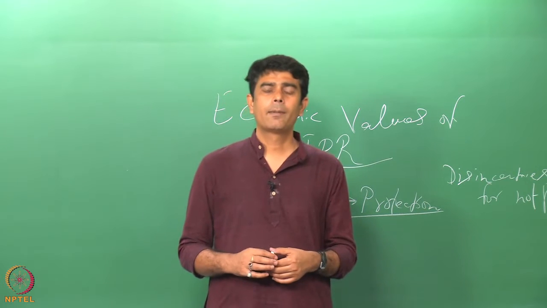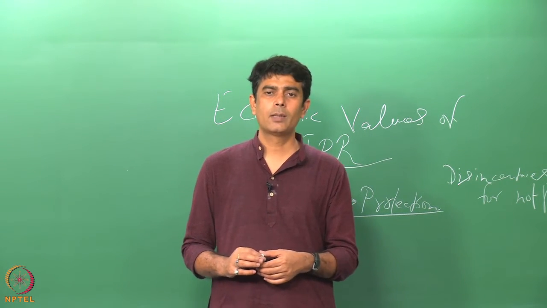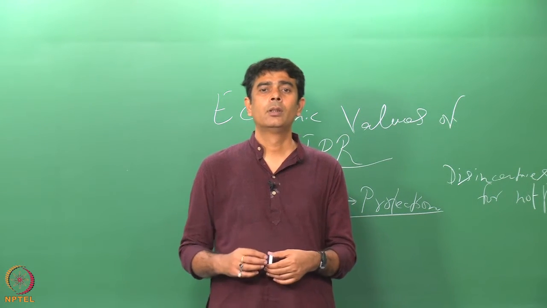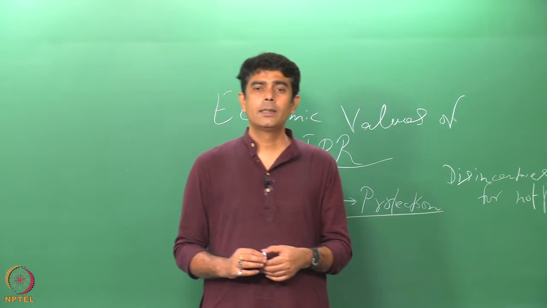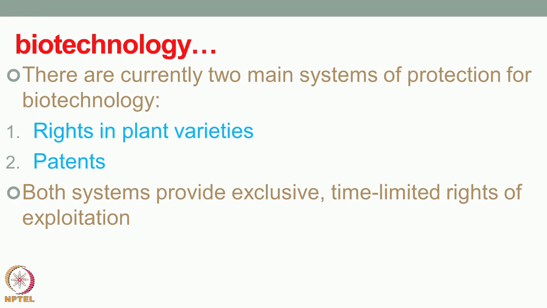Not only the developed countries, but developing countries are now competing in the new biotechnological markets. Some developing countries are working hard to compete with the developed ones, and national laws in developing countries are changing in order to protect and encourage investment in biotechnology. So, we find that intellectual property rights are well connected with biotechnology, and there are currently two main systems of protection for biotechnology. One is the rights in plant varieties, and the second one is patents.